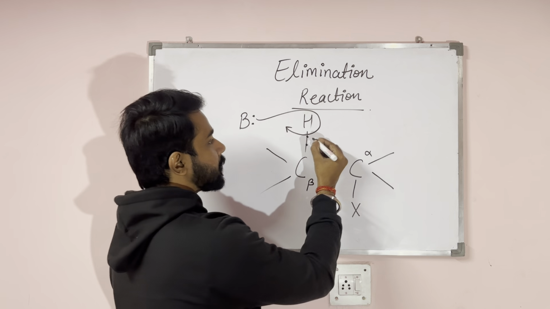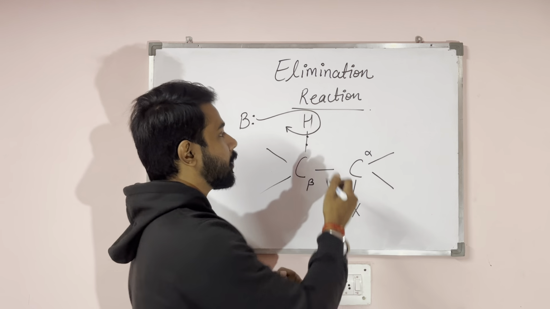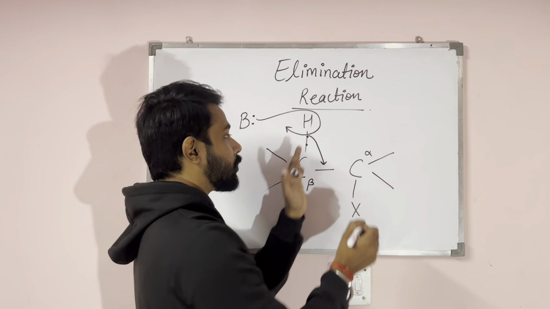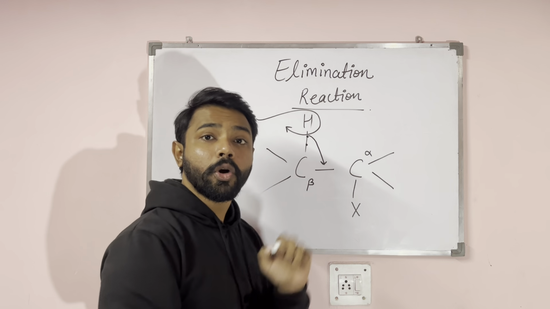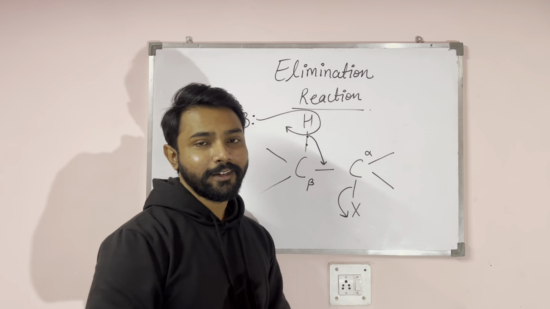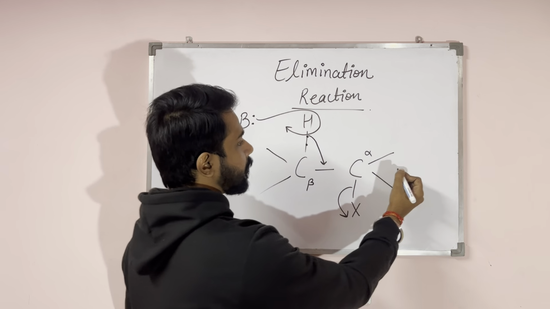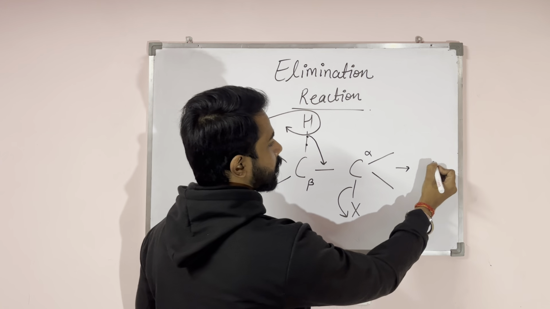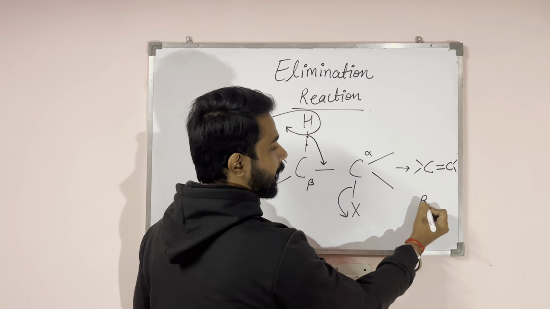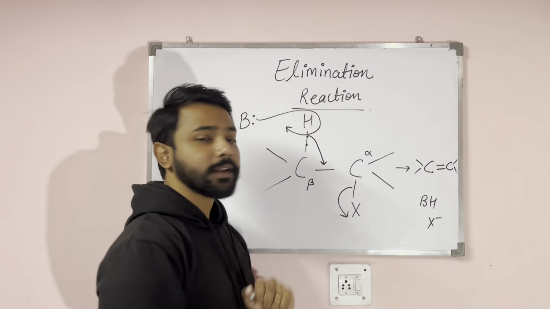Clear? As the hydrogen, or you can say the proton, has been abstracted from the beta carbon, these electrons will shift here, and as these electrons shift, a double bond will form. So this leaving group will leave from the compound. What we get here, look at this: a carbon-carbon double bond with these two bonds, and BH. The base takes the proton to form BH, and X minus is removed.